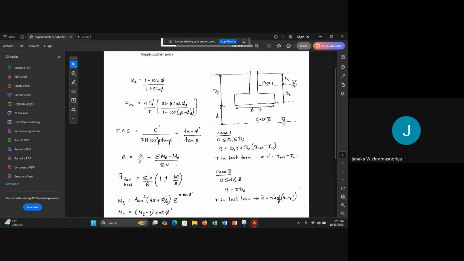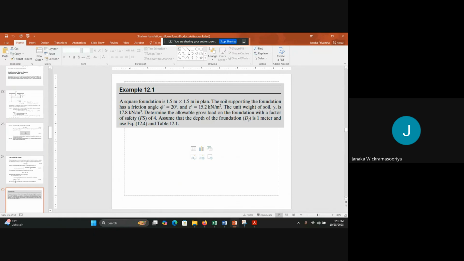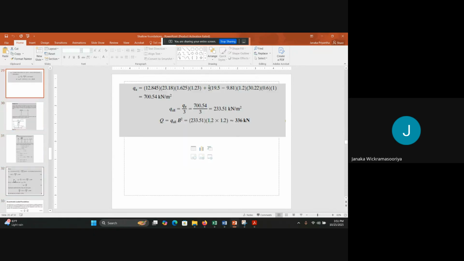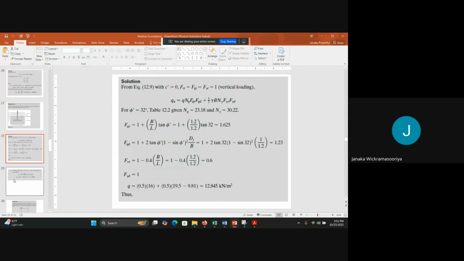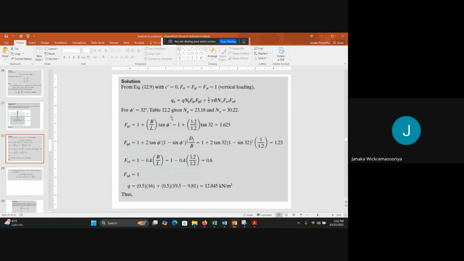Actually, see the answer in Meyerhof's method. They have taken this equation, and q is found as, first what they have found is c dash is 0. Since c is 0, one part can be removed. The cohesion is 0. Therefore, you will get only two parts of the equation.